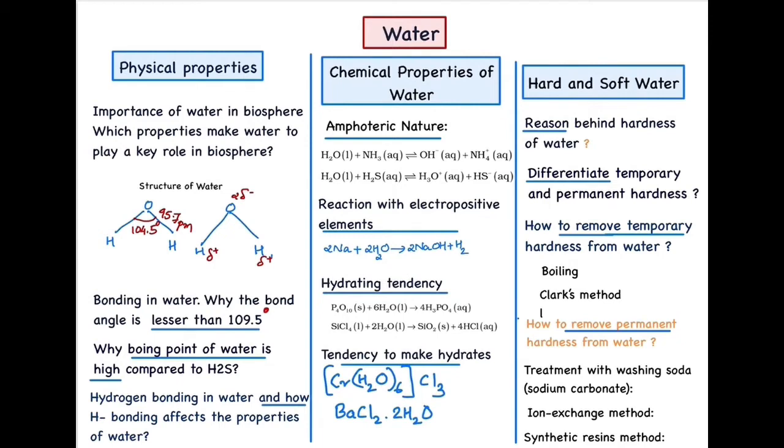Next topic is hard and soft water. In this topic, the student is expected to learn the reasons behind hardness of water, and differentiate temporary and permanent hardness, how temporary hardness can be removed from water using boiling and Clark's method, and how permanent hardness can be removed using washing soda, ion exchanger and synthetic resins.